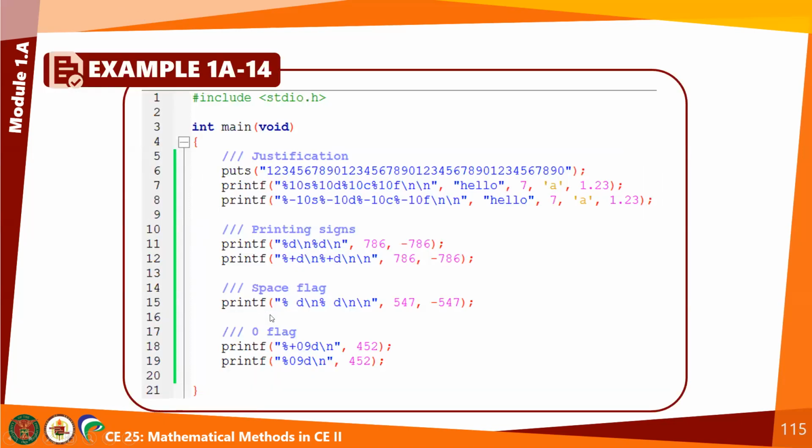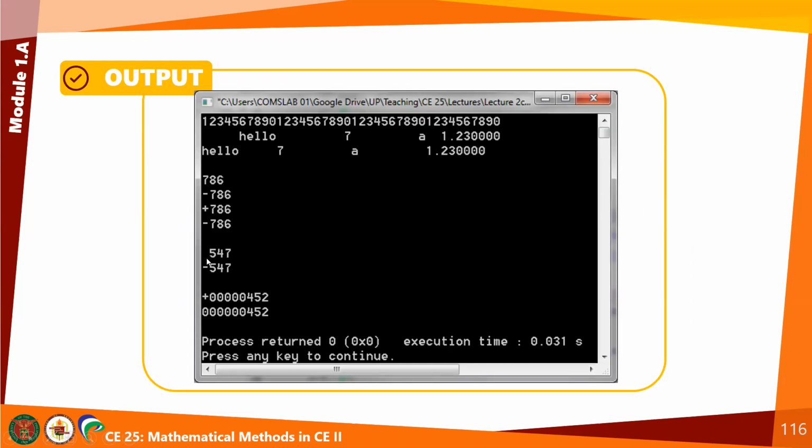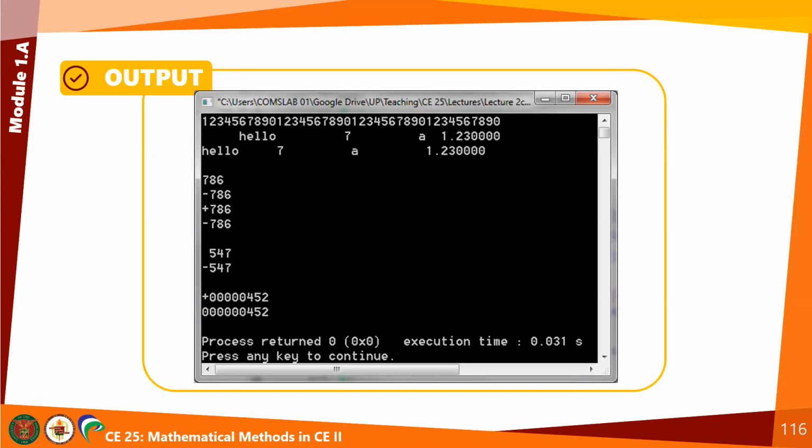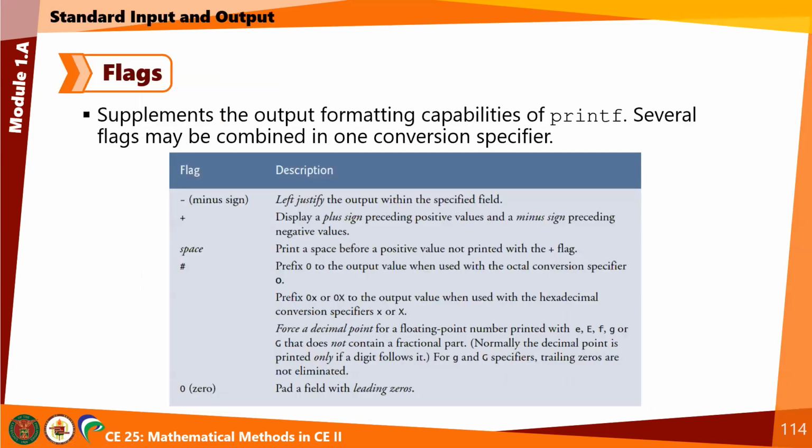Space flag. So, it will print a space before the data. Yan. So, let's see what happens. Yan. So, may space dito. Dito walang space. Dapat may space pa din. Okay, so print the space before a positive value. Positive value, not printed with the plus flag.